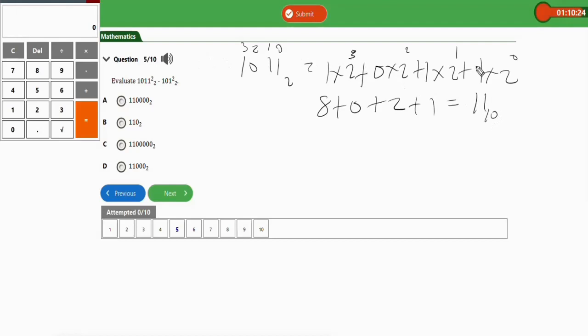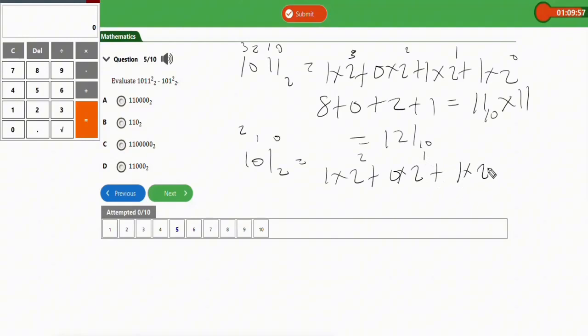Remember, we have square, so that's 11 times 11 base 10. This will give you 121 base 10. So that's it for this one. Let's convert 101 base 2 to the power 2 to base 10. So that's 101 base 2. So this will give you 0, 1, and 2. So we're going to have 1 times 2 to the power 2 plus 0 times 2 to the power 1 plus 1 times 2 to the power 0.